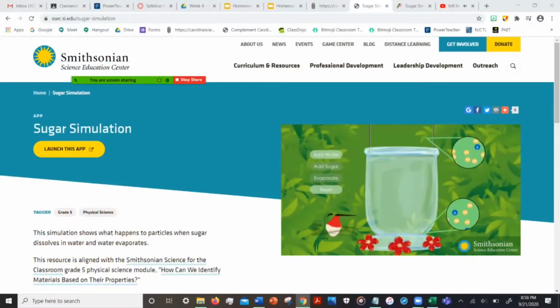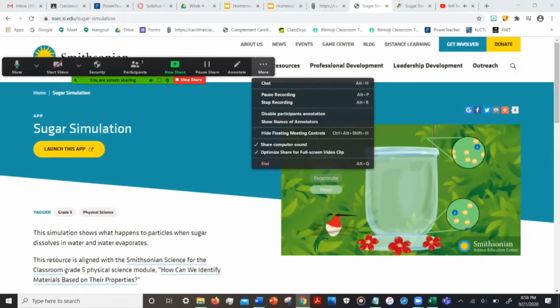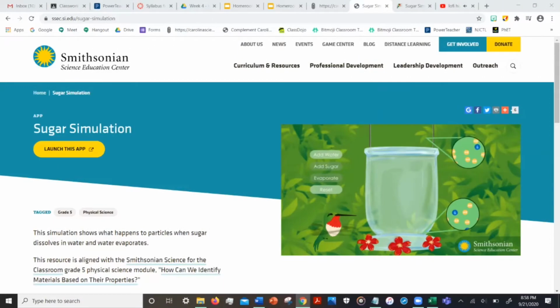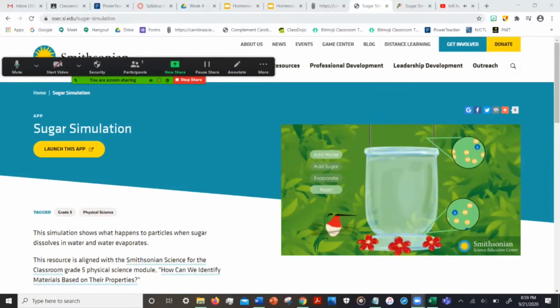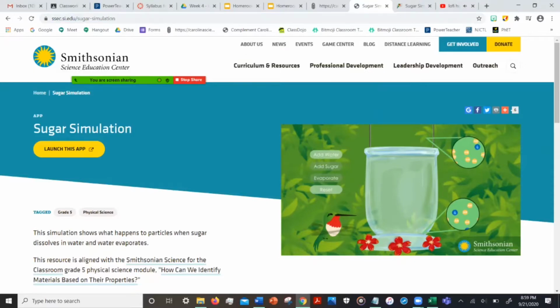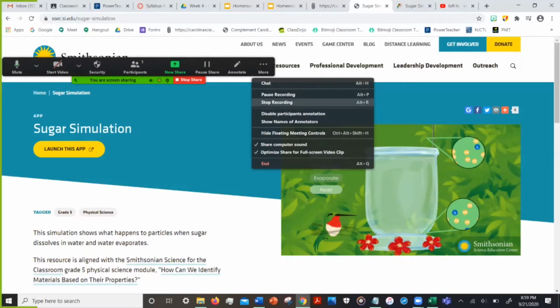In today's lesson, I will quickly go over the sugar simulation we'll be going through in class. First, you want to access the sugar simulation on the Smithsonian website by typing either this URL or simply Googling sugar simulation Smithsonian under Google. Click the launch button to launch the simulation.